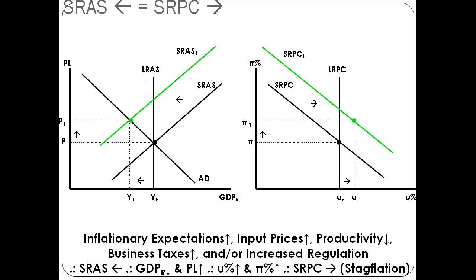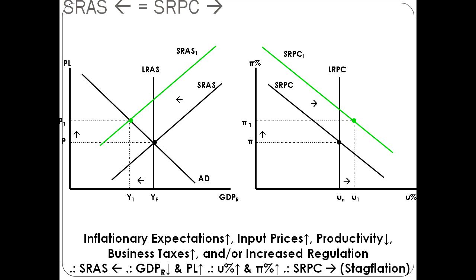Now, we're going to look at where SRAS1 hits aggregate demand. You can see we have a higher price level. We connect that over to SRPC1, the new short-run Phillips curve. And as you can see, that creates a new inflation level, pi 1, and we go down. You can see we have an unemployment level here of U1, and this is not the natural rate of unemployment because we're not at full employment output on our ADAS when we have SRAS1 hitting aggregate demand.